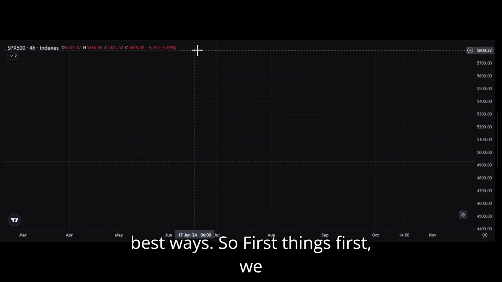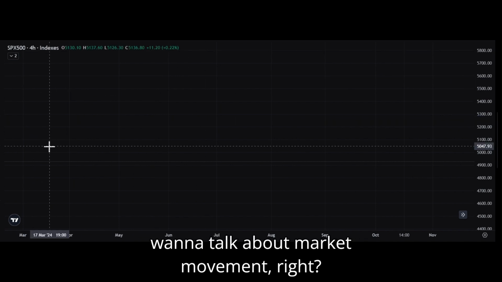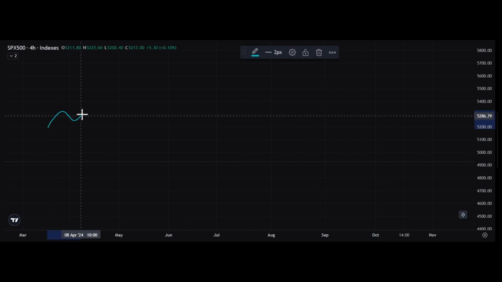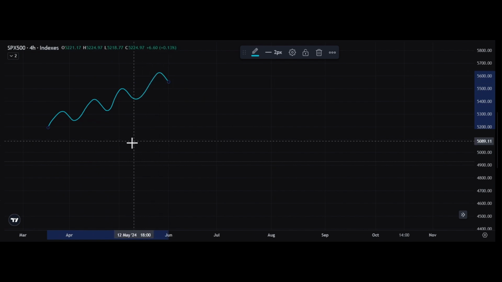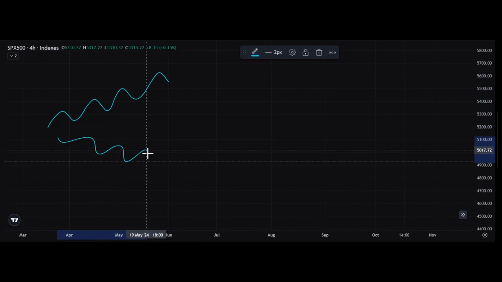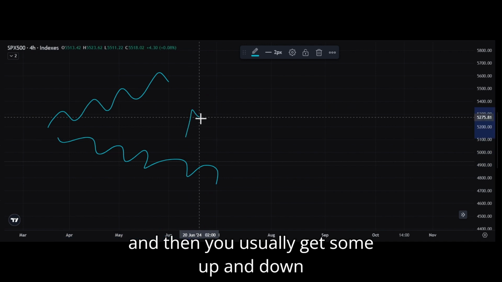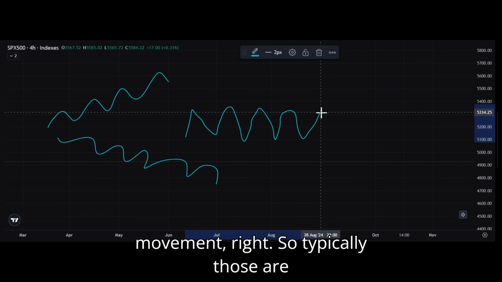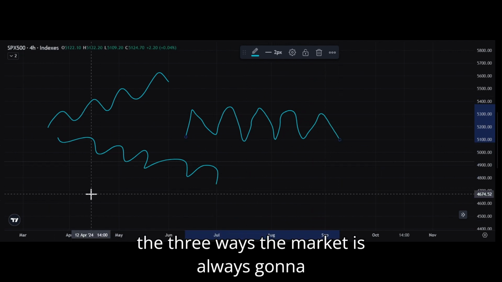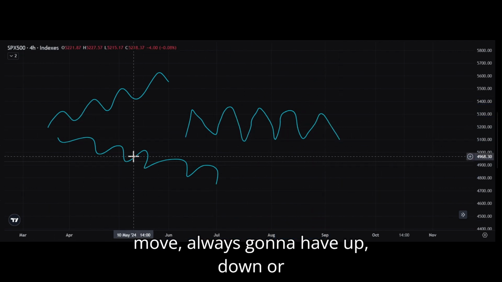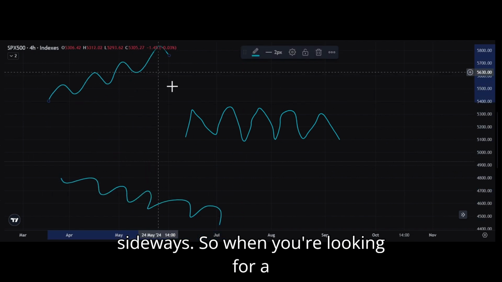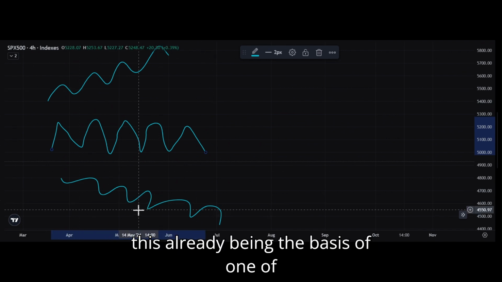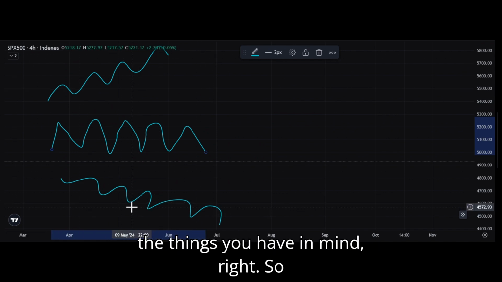So, first things first, we want to talk about market movement, right? Typically, there are only three ways a market moves: up, then you've got a market moving down, and then you usually get some up and down in one range, and we call that sideways movement, right? Those are the three ways the market is always going to move: up, down, or sideways. So when you're looking for a trade, you're looking for a trade with this already being the basis of one of the things you have in mind, right?